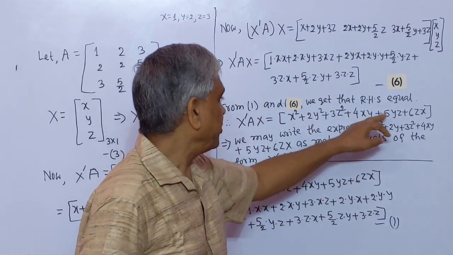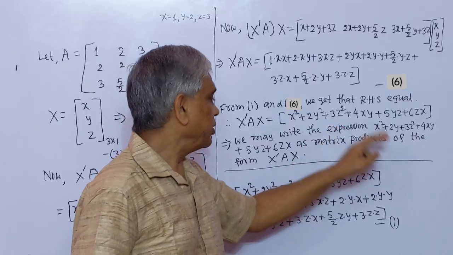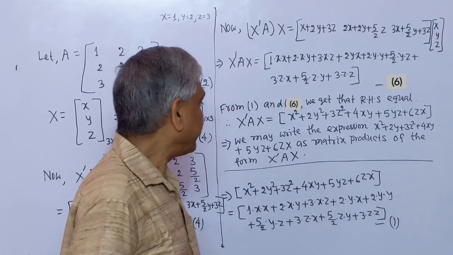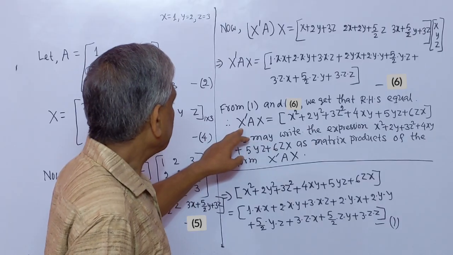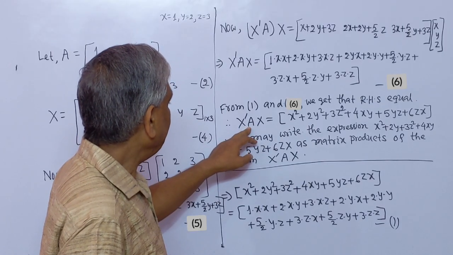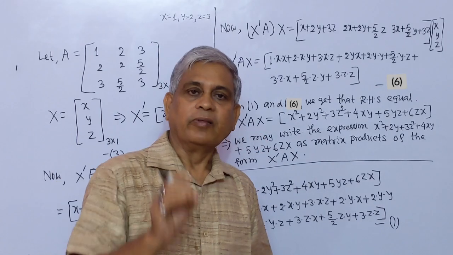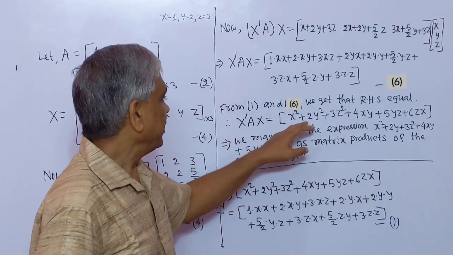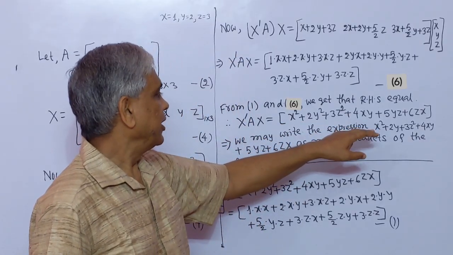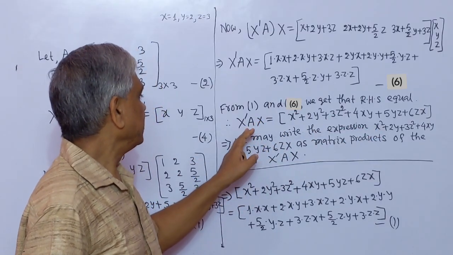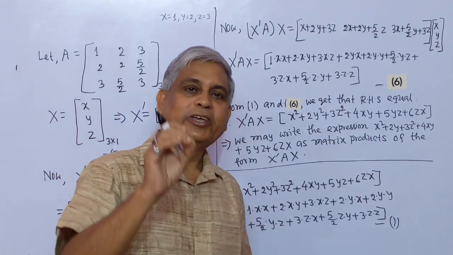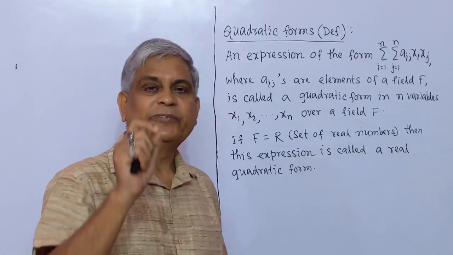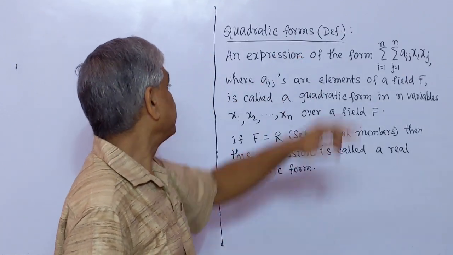This is the quadratic form, and we write this quadratic form as the product of three matrices: transpose of x multiply A multiply x. This is the practical approach to form a quadratic form as product of three matrices. We give a proof for this. Now we define quadratic forms.